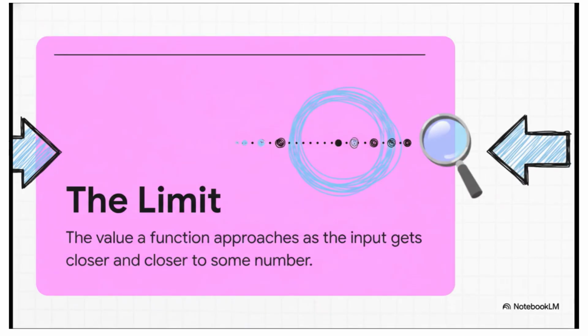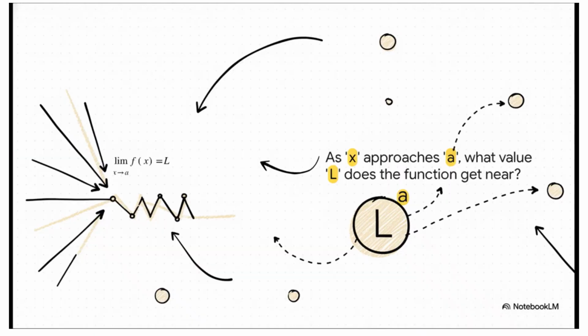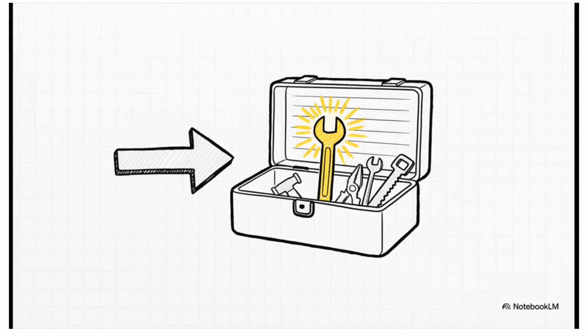And this is where the limit comes in. It's all about the value the function approaches. This is just the fancy math way of writing it. It's asking, what value are we getting near? Okay, so how do we actually find a limit? Let's open up our toolkit.